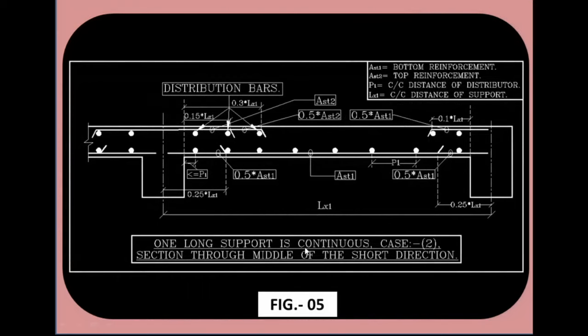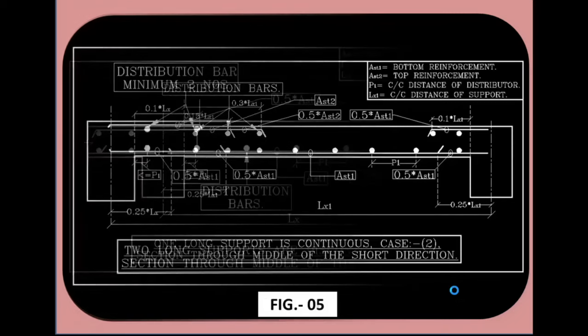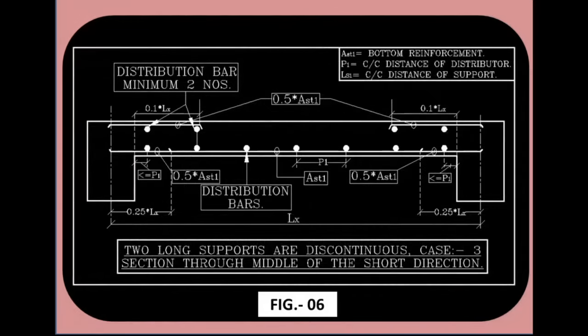One long support is continuous. Case number 2. Section through the middle of the short direction. This is two long supports are discontinuous. Case number 3. Section through the middle of the short direction.